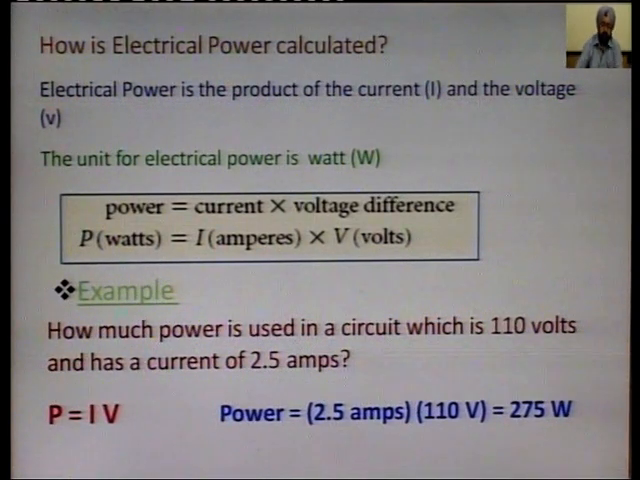Now, if you are given that in a circuit a potential difference of 110 volts has been applied, and a current of 2.5 amperes is flowing through it, and you have to calculate the power of the circuit. So, P is equal to I into V. I is 2.5, simply multiply current with potential difference, and this will give you the power of the circuit.